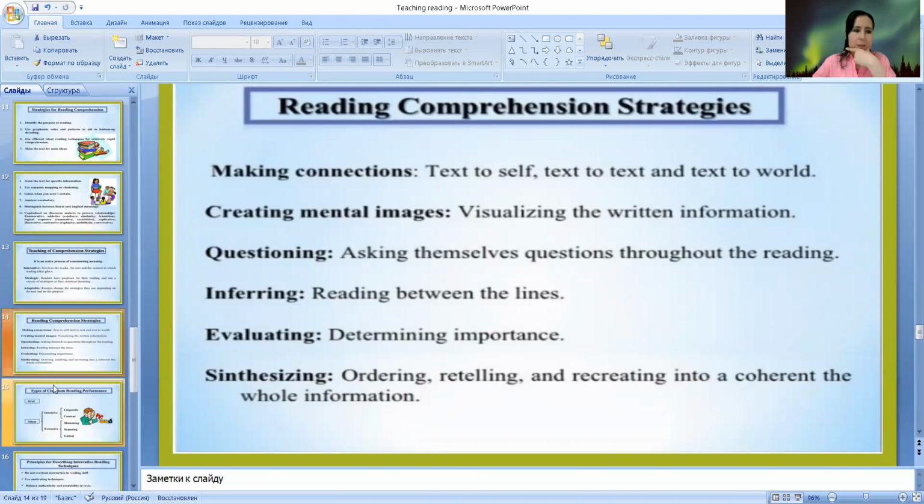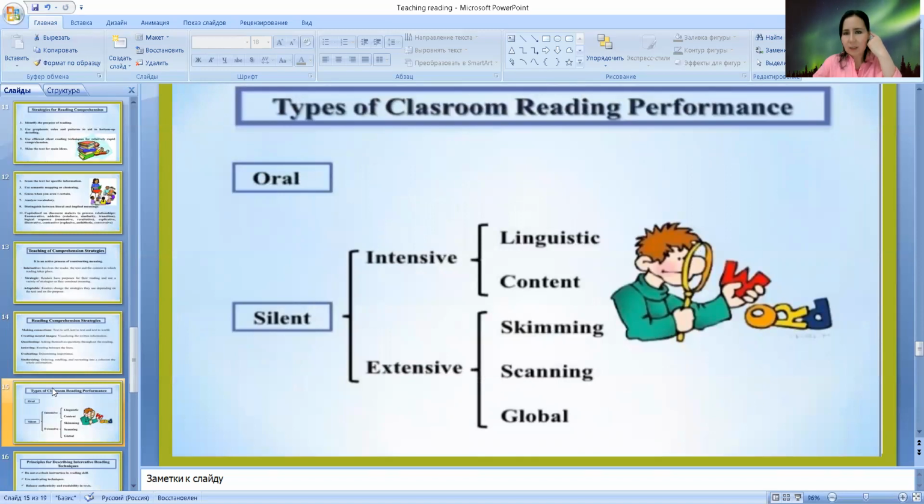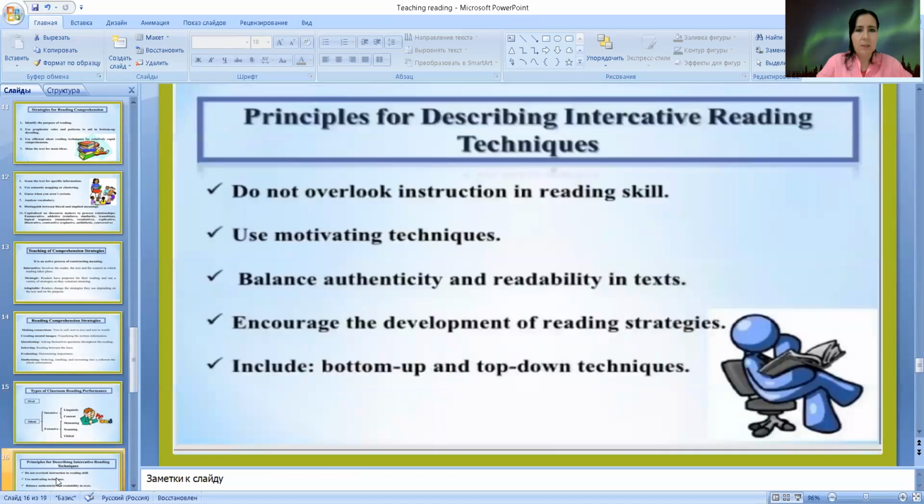Next, types of classroom reading performance: oral and silent. You can read a text orally. Silent reading has two sides, intensive and extensive. Intensive deals with linguistic content, skimming, scanning, and global reading. We can pay attention to intensive, extensive, global, skimming, and scanning.